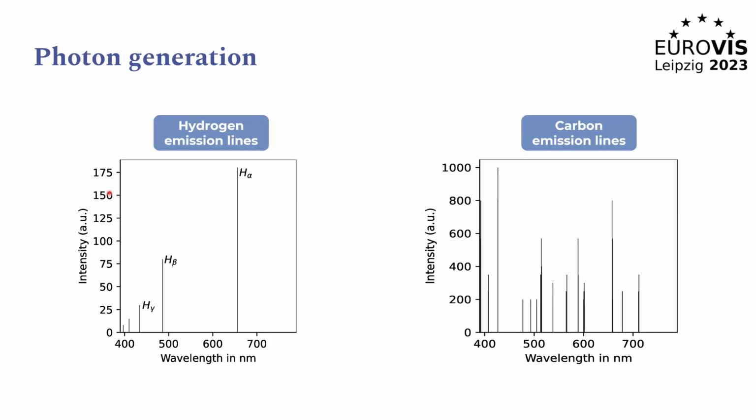The other model is photon generation by free charged particle acceleration. Different materials absorb and emit light differently due to the chemical nature of their components. For example, this is the hydrogen emission lines and this is the carbon emission lines. And while they are shown like delta peaks, they never occur like this in nature due to different broadening effects, such as pressure or thermal broadening.